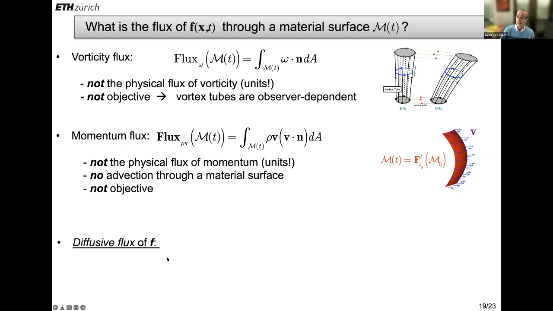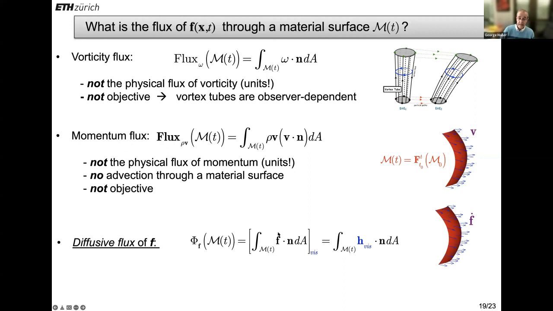And it turns out to be very different. We will call it the diffusive flux of V, or viscous flux of F. And we calculate it the following way. This is the active vector field, again, that can be momentum, angular momentum, or vorticity. Take its material derivative and dot that material derivative with the surface normal, then integrate over the surface, right?